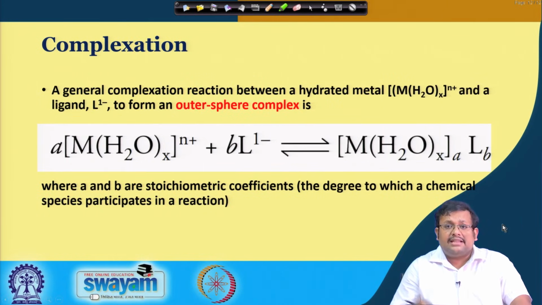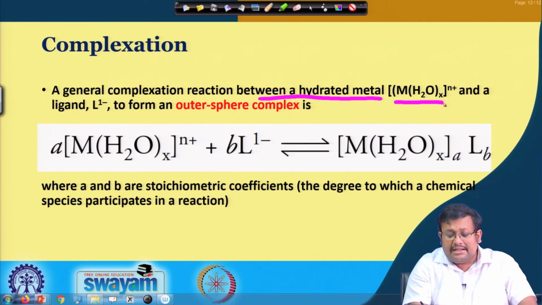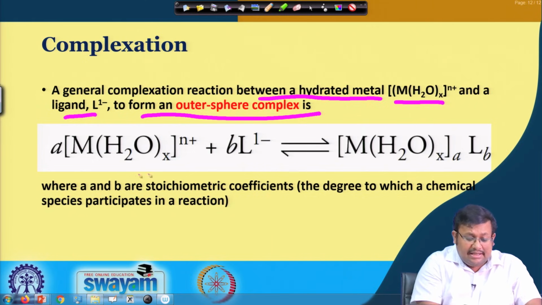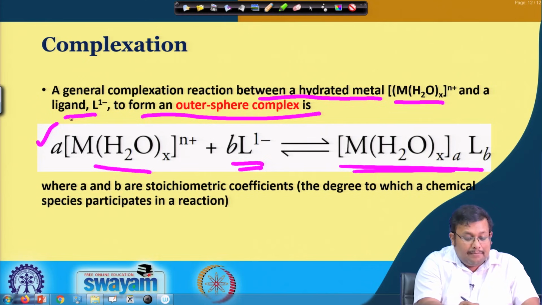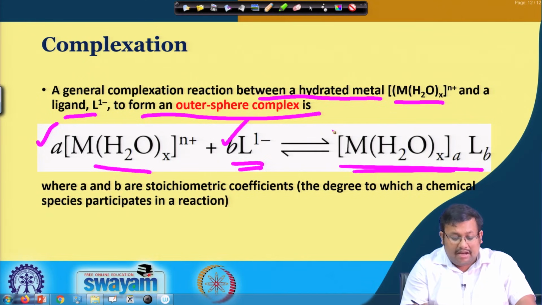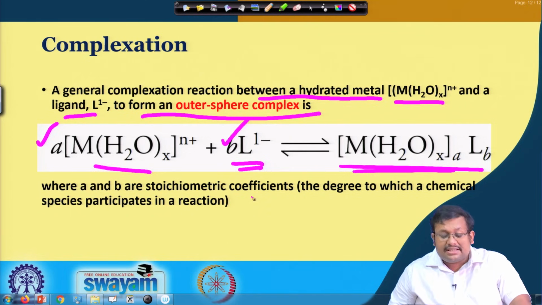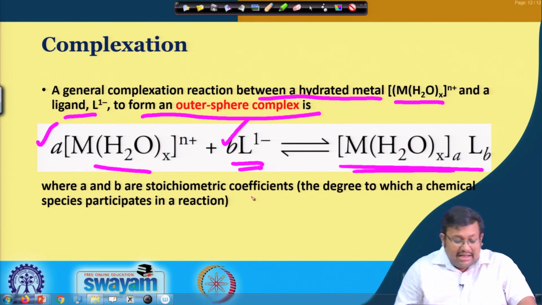So, let us see the complexation, the other process. In general, the complexation reaction between a hydrated metal and a ligand, termed L1 minus, forms an outer sphere complex. So, basically this is the hydrated metal plus a ligand forming an outer sphere complex, where a and b are the stoichiometric coefficients. We have already discussed stoichiometric coefficients. These are the degree to which the chemical species participate in a reaction.